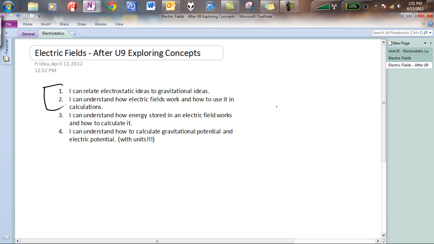I can relate electrostatic ideas to gravitational ideas. Like we saw on Friday, there are great parallels. We're going to make a nice little t-table to look at those parallels. And number two, I can understand how electric fields work and how to use it in calculations. We will actually develop the equation today, and then we will be using that on Monday with our worksheet. So let's dive right in.